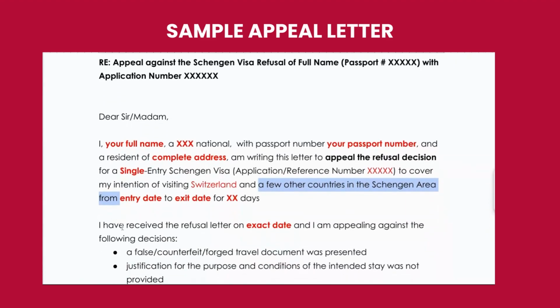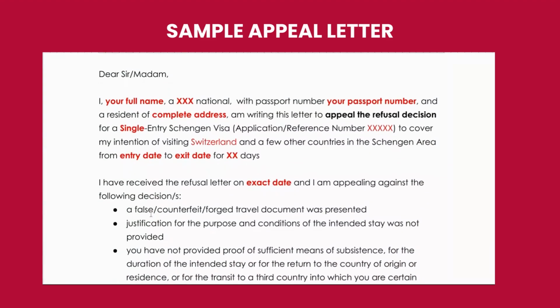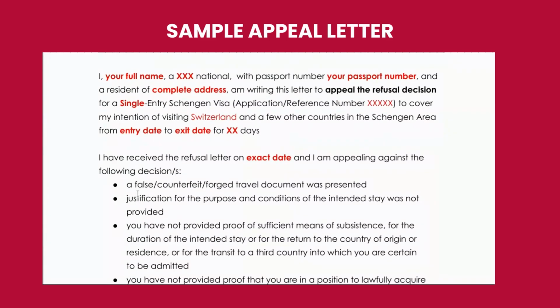Next, I have received the refusal letter on the exact date. So, for example, I have received the refusal letter on July 15, and I am appealing against the following decision or decisions. I have to put a slash here because I forgot that some people only have one refusal grounds. So now indicate what that particular refusal decision is.